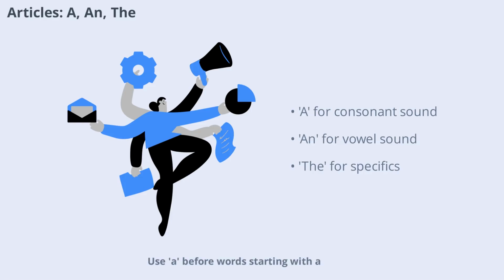Use 'a' before words starting with a consonant sound and 'an' before vowel sounds. For example, a union, an honest man. Do not use 'a' or 'an' before plural or uncountable nouns.